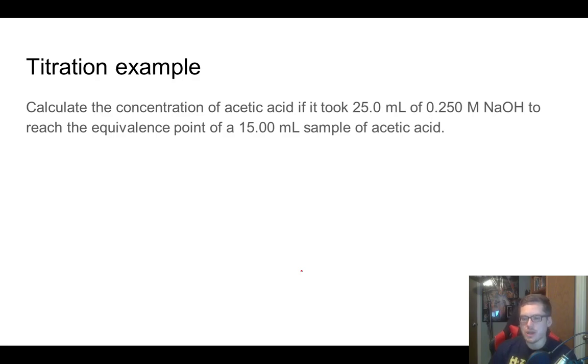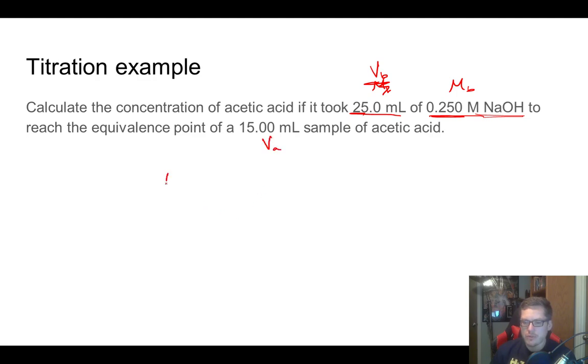All right, so let's do this practice problem. Let's just assume this is a titration math example problem. It says calculate the concentration of acetic acid if it took 25 milliliters of 0.25 molar NaOH. So this is the volume of the base, and this would be the molarity of the base. I know this is the base because it's sodium hydroxide. It says to reach the equivalence point of a 15 milliliter sample of acetic acid. So this would be the volume of the acid.